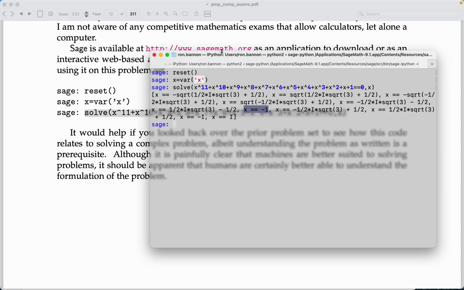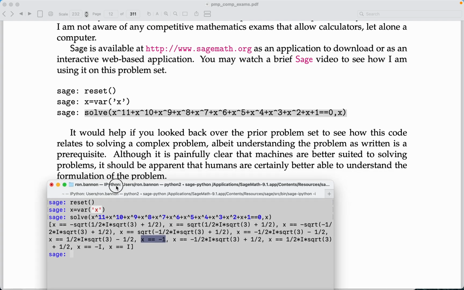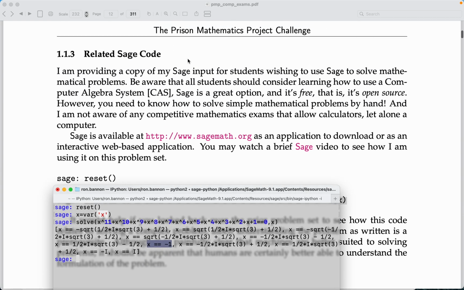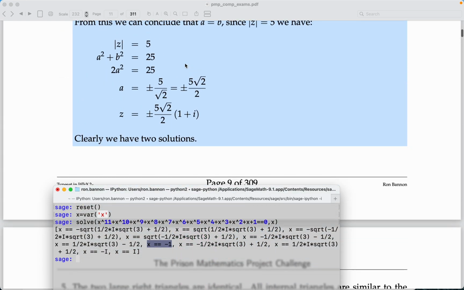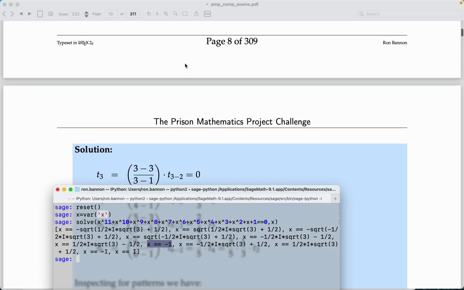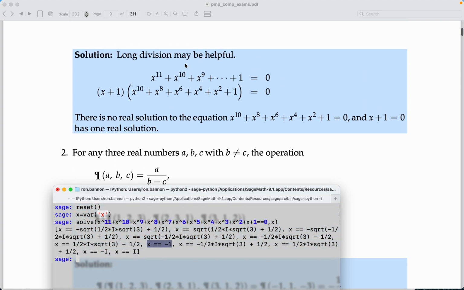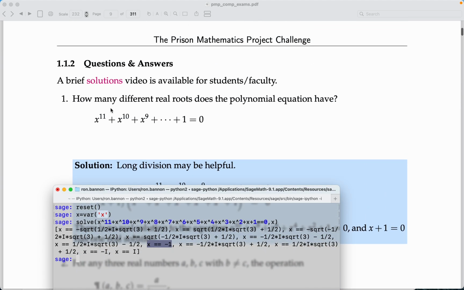But I want to scroll back to the original question, and I want to see what that original question was. And it wasn't what I just did, but it's related to it. I want to go back to that question. Is this question over here? It says, how many different real roots does the polynomial equation have?